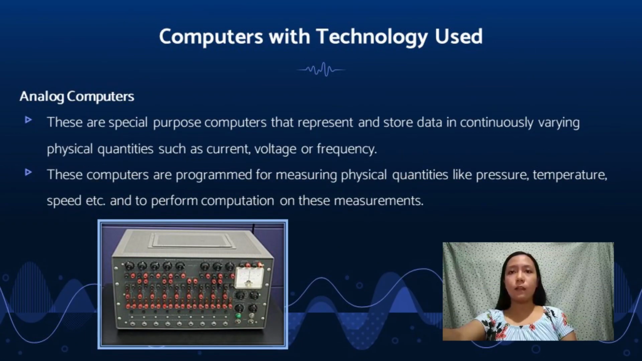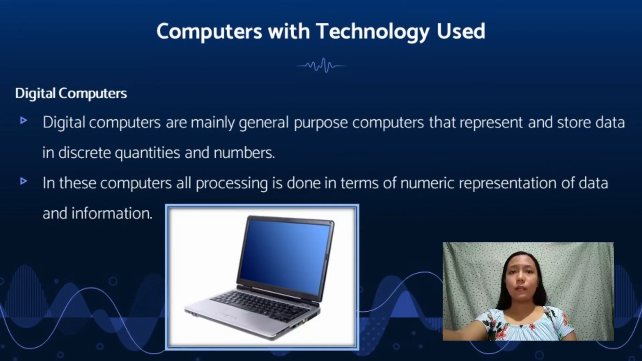Next, I will explain the computers according to the technology used. Analog computers are computers that represent and store data in continuously varying physical quantities, such as current, voltage, or frequency. Digital computers are mainly general-purpose computers that represent and store data in discrete quantities and numbers, and are usually the ones you use at home or work.